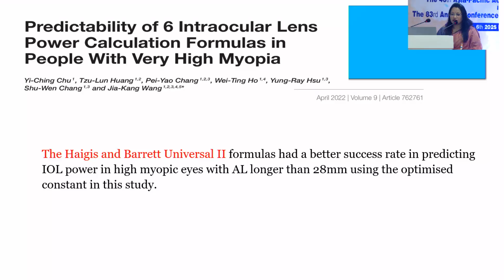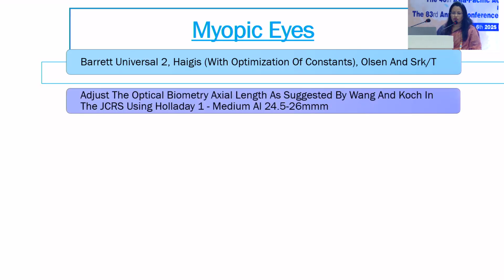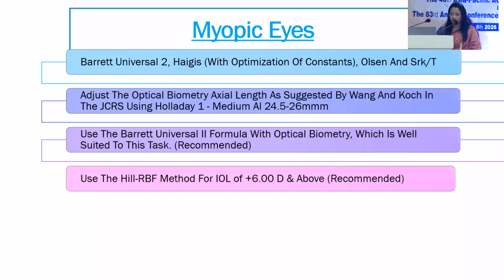This was another study, and they found that the Haigis and Barrett Universal 2 formulas have a better success rate in predicting IOL powers in highly myopic eyes with longer axial length. So Barrett Universal 2 or Haigis with optimized A constant is the way to go. In these myopic eyes, we need to adjust the optical biometry axial length, which is suggested as the Wang and Cooke modification in JCRS. But I think Barrett Universal 2 is the formula which is quite commonly used these days and gives very good results to all of us. And because it is also available free online, we can all use this particular formula.